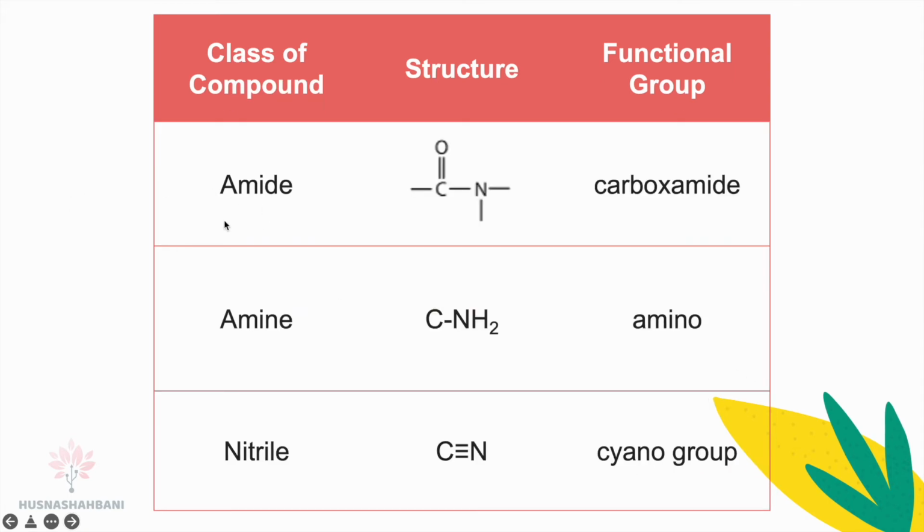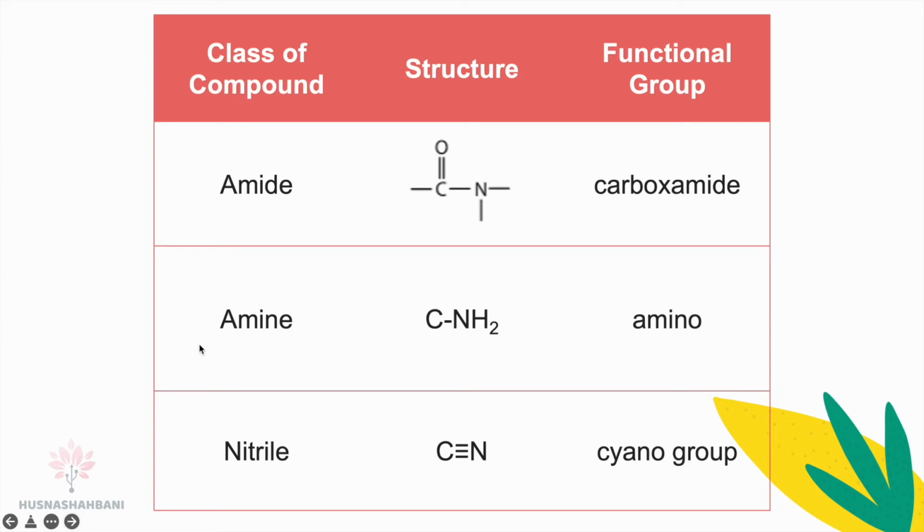Next is class of compound amide. Amide, C double bond O, and that carbon, the carbon that is double bond O, is single bond with N. That C double bond O is single bond with N. That is class of compound amide. The functional group is carboxamide.